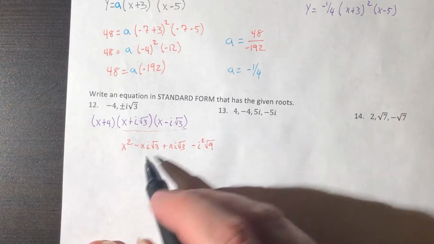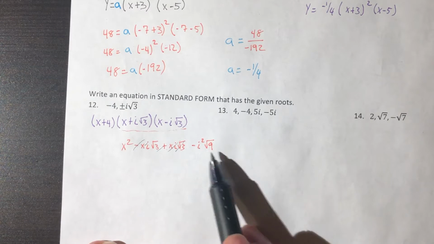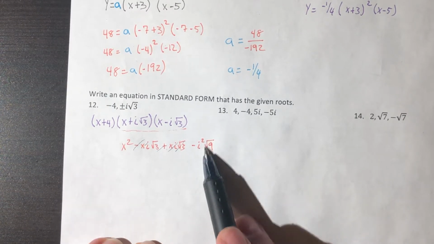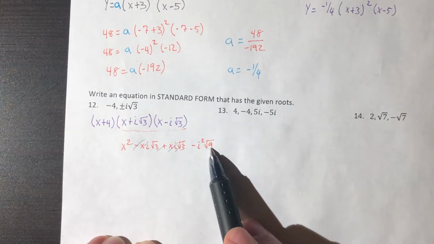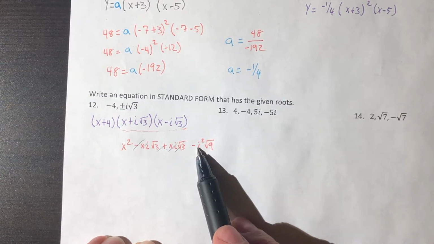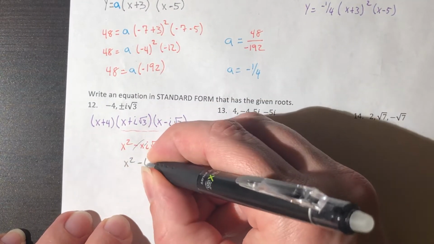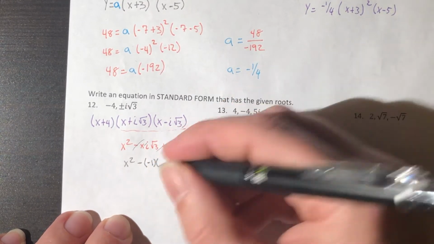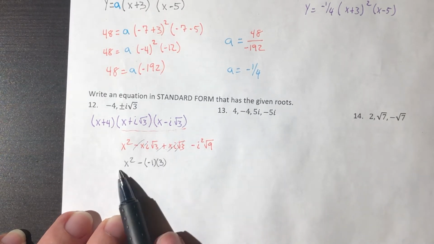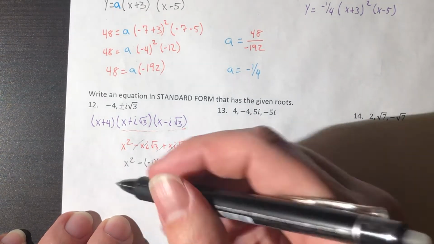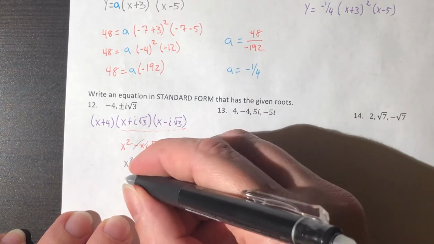These xi root 3's cancel each other out. So I have x squared minus i squared square root of 9. Well, the square root of 9 is 3, and i squared is negative 1. So I have x squared minus negative 1 times 3. Negative 1 times 3 is negative 3. So this is x squared minus negative 3, or x squared plus 3.